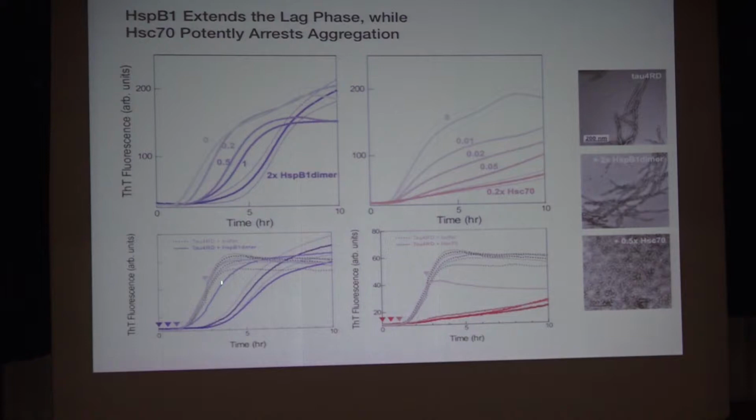And once you've started to convert, HSPB1 is basically ineffective. So it only works at the very start of the aggregation, and even fairly early lag stage stuff is letting tau evade its activity. Whereas HSC70, wherever you add it, it's able to just block fibril formation, to arrest it at that point.